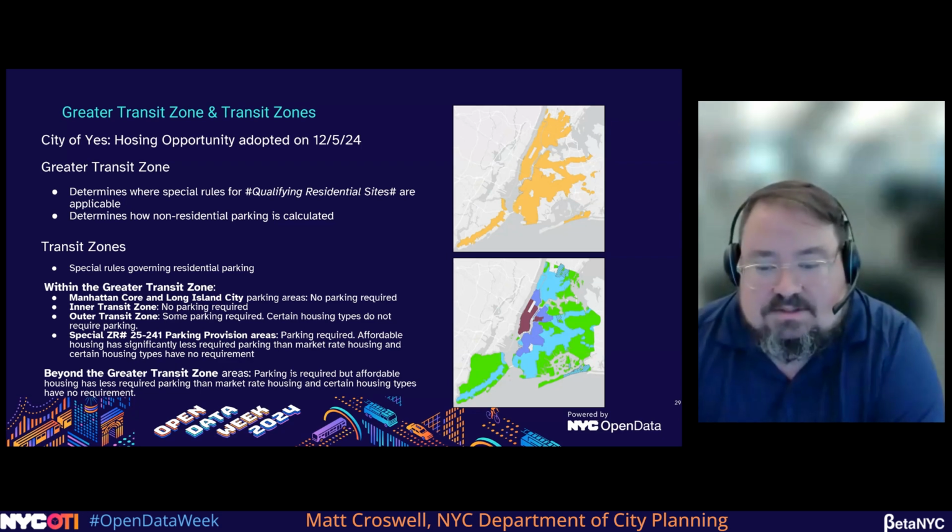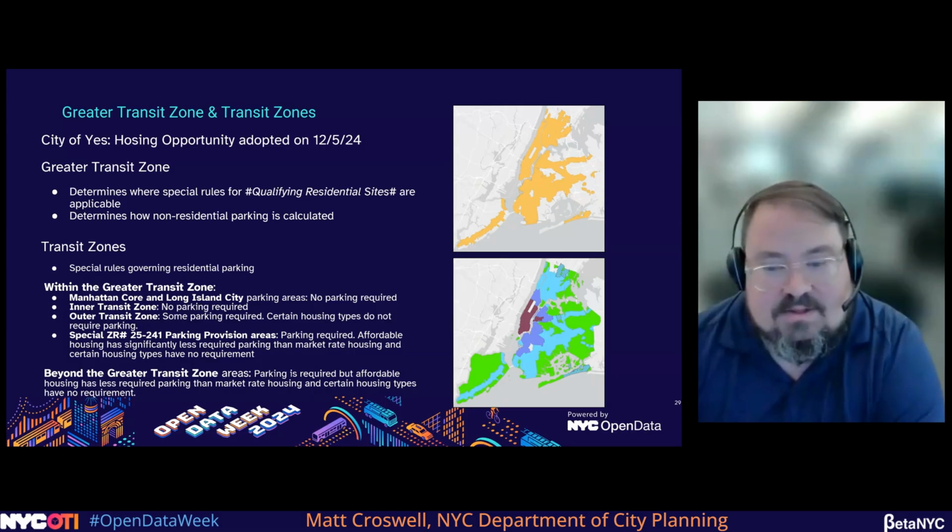The first data set is the Greater Transit Zone, and this area is used for several zoning rules, including determining rules around qualifying residential sites. But please see the zoning resolution to see how these changes affect qualifying residential sites. They're also used to determine how non-residential parking is calculated.